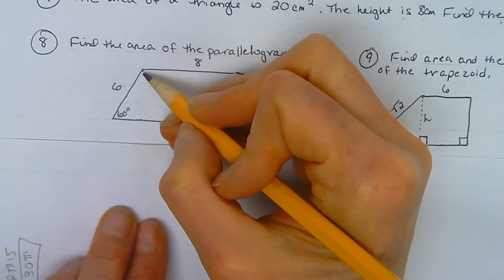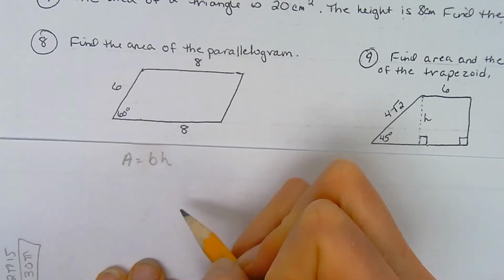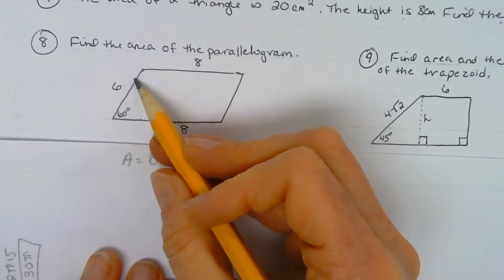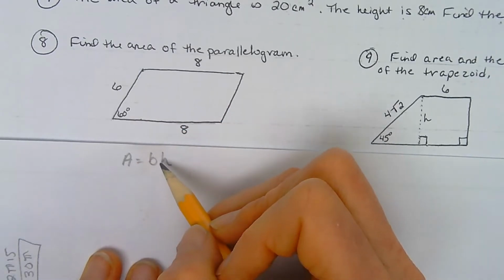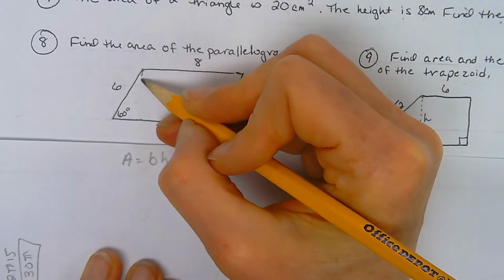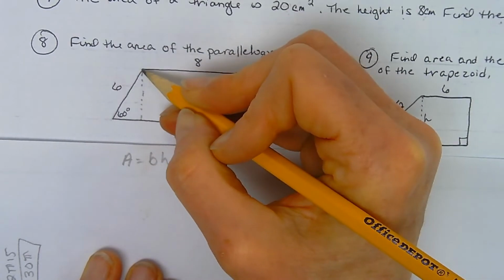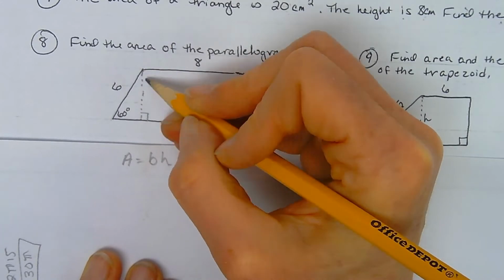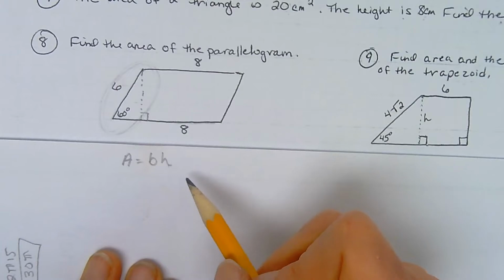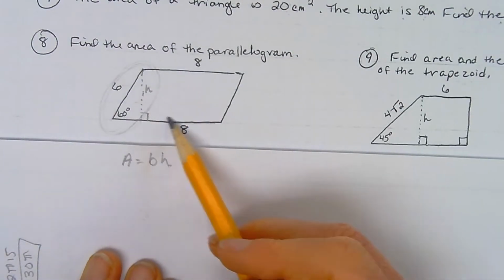Well, let's just write down the formula first. Area equals base times height. So I have a base for this parallelogram, but I need to find a height. And that's the perpendicular distance from the one base to the other base. I like to start in the corner here so we can use this end of the parallelogram, which is a triangle, to find some missing pieces. We need to find the height of this parallelogram.